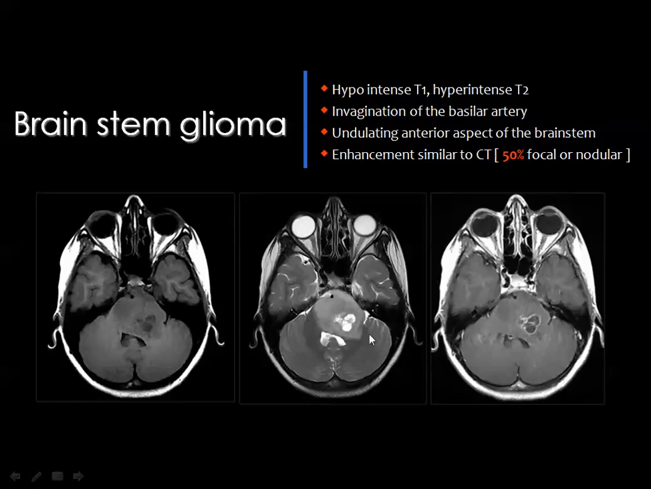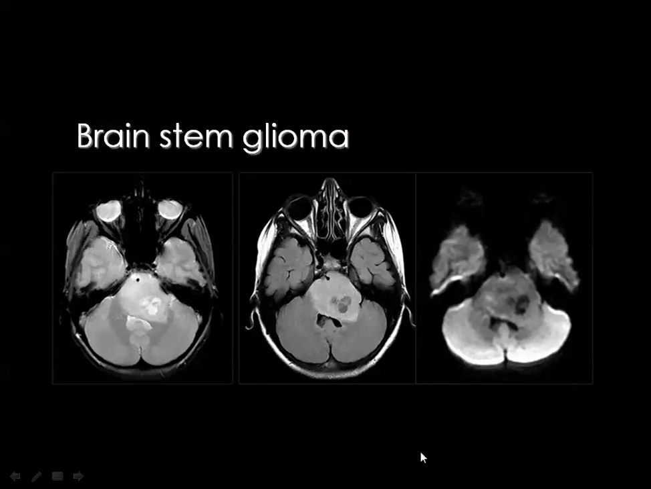And the flattening of the anterior aspect of the fourth ventricle is also one of the important diagnostic criteria. And this is the rest of the images, T2, and this is the FLAIR image, and this is the diffusion weighted image, and it shows no evidence of restricted diffusion.